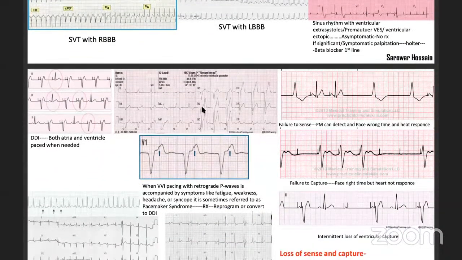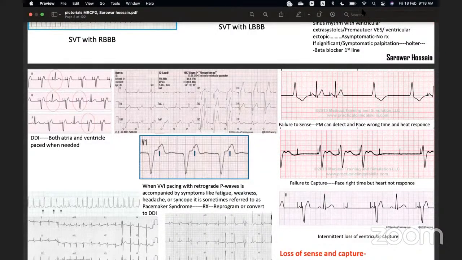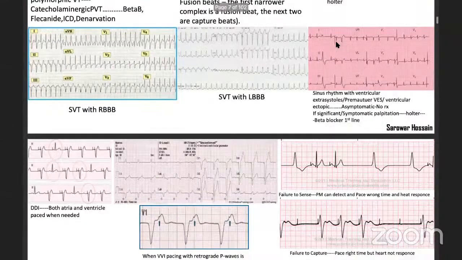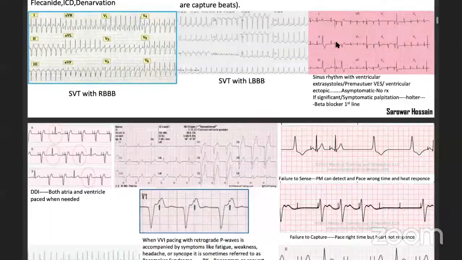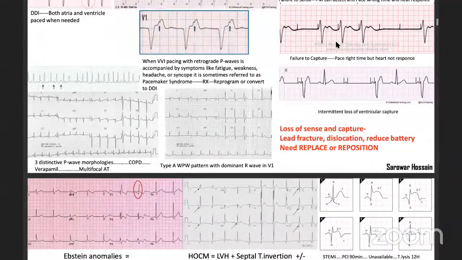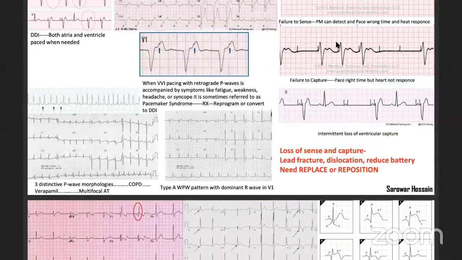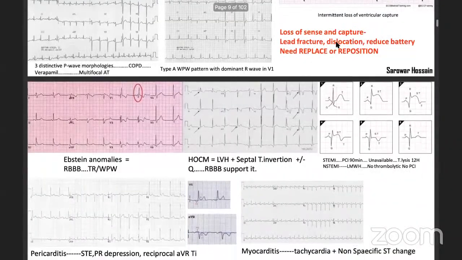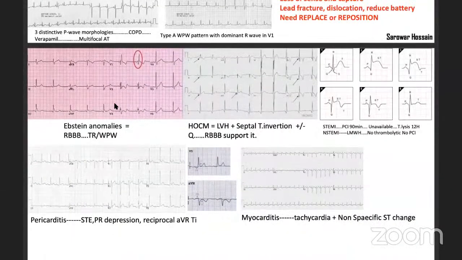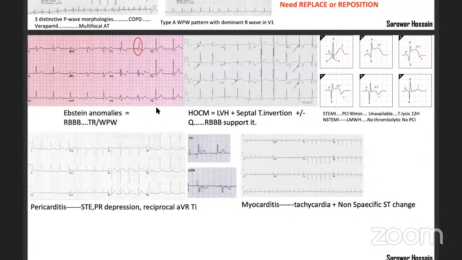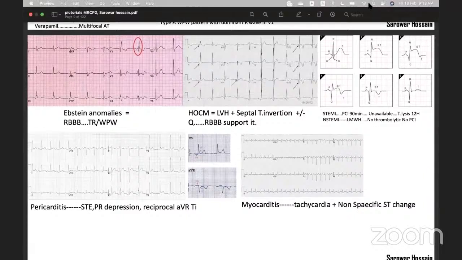Today we'll start from here. I think we finished this page. The space maker rhythms we discussed yesterday. Now from Ebstein anomaly we have to start. From here, yes. Okay, you can continue.